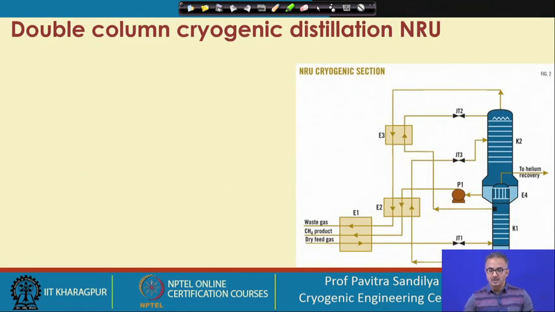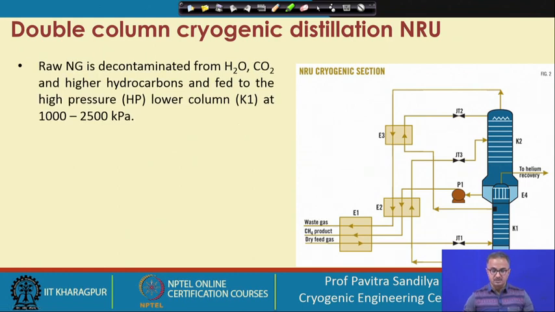Now, for a higher amount of nitrogen, we use double column cryogenic distillation. Here, the raw dry feed gas, from which we have removed H2O, carbon dioxide and higher hydrocarbons, is fed to the lower column. So we have two columns, the lower column and the upper column. The lower column operates at higher pressure, whereas the top column operates at a lower pressure.